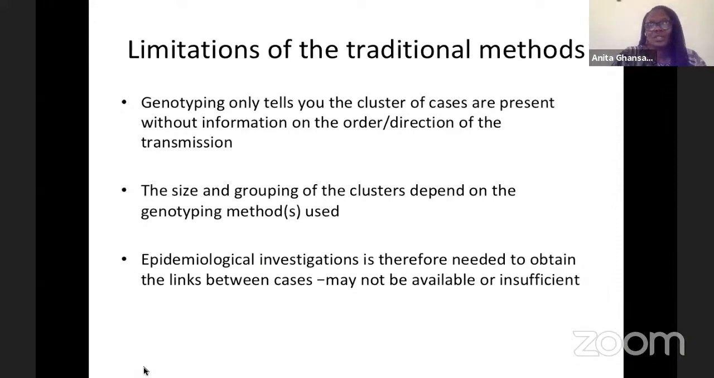And to a large extent, what we are using is just PCR amplification and restriction fragment length polymorphism, which is very low resolution. So we rely heavily on epidemiological investigation to link the cases in order to understand the transmission patterns. And this, for the most part, is very little information that we have. We don't have sufficient epi information to track the transmission.